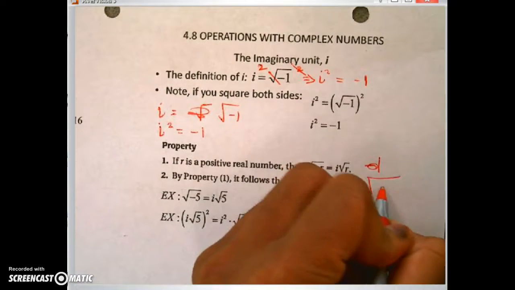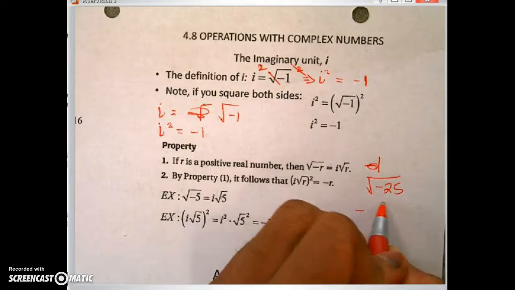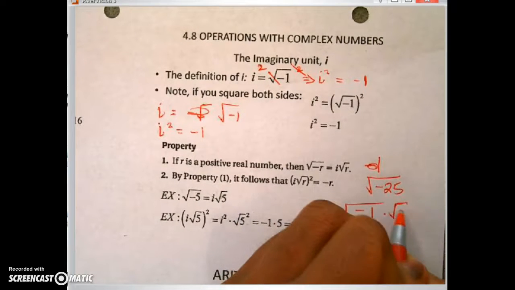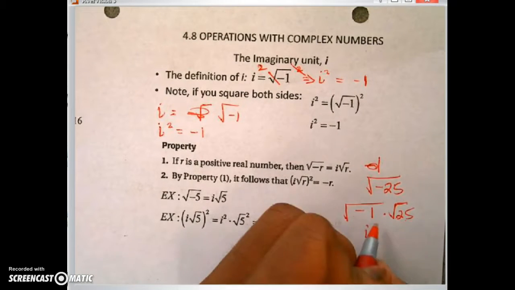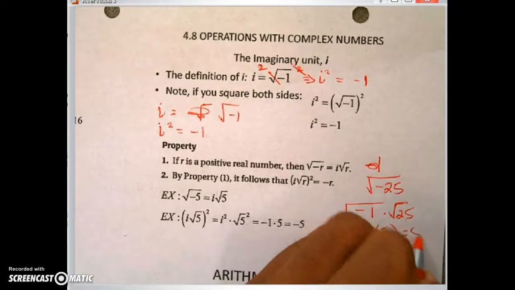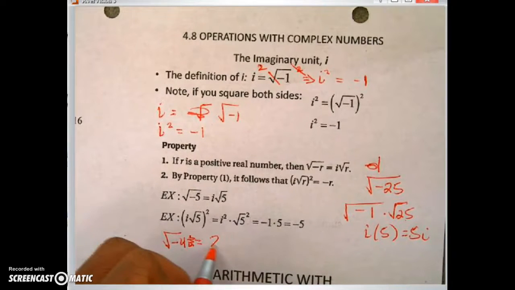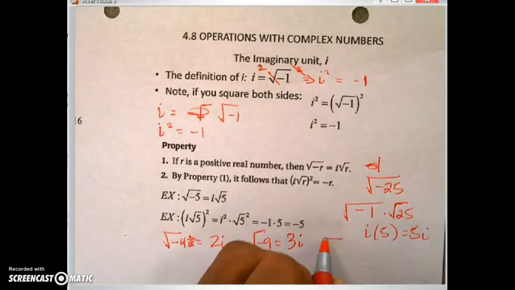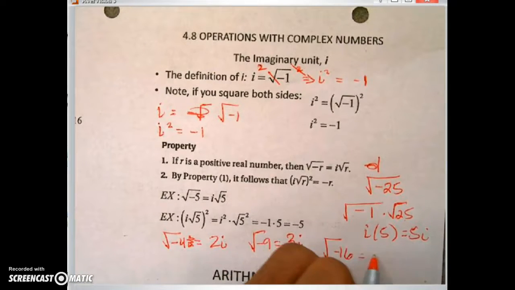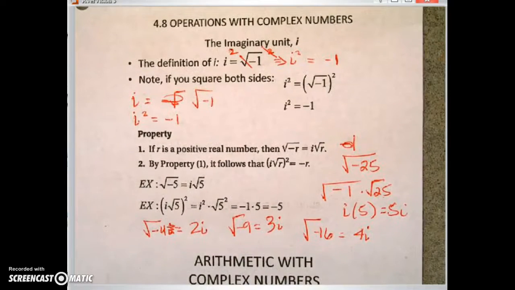This is a little bit more definition stuff, but the main takeaway here is if I had the square root of negative 25, this is like saying the square root of negative 1 times the square root of 25. Well, the square root of negative 1 is i. The square root of 25 is 5. So this would be 5i. Similarly, the square root of negative 4 is 2i. Square root of negative 9, 3i. Square root of negative 16, 4i. So in order for me to deal with these negatives, I'm just going to pull out an i.